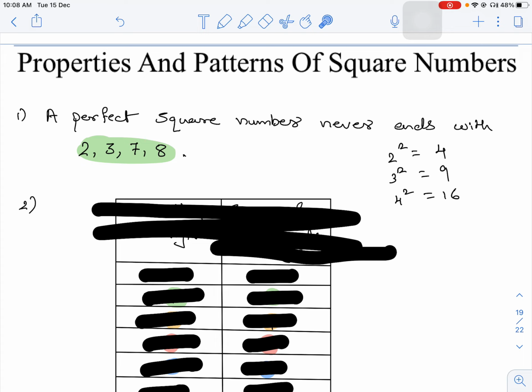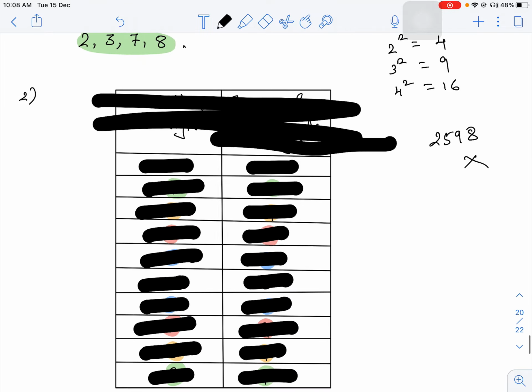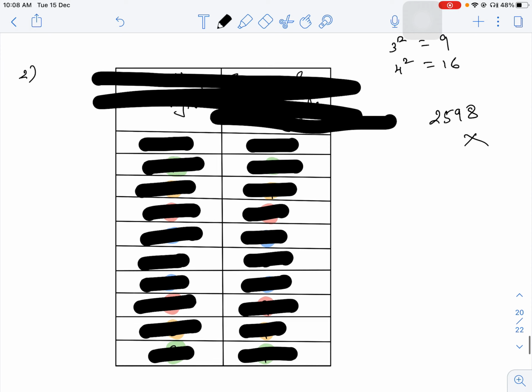Now suppose a question is given that states whether the given number is a perfect square or not, and we have a number, suppose 2598. This number is ending with 8. Now we have learned that a perfect square number never ends with these digits. So this number is ending with 8, so it is not a perfect square number. We can directly say this. Now let us look at our next property.